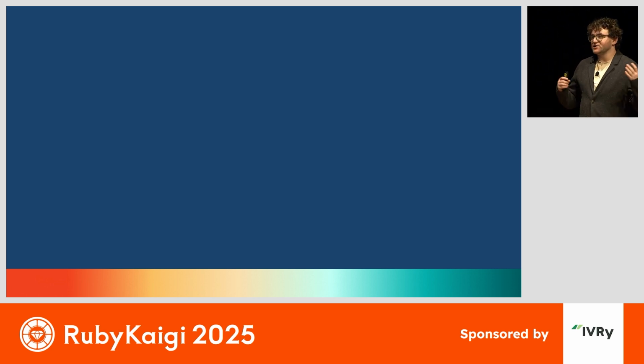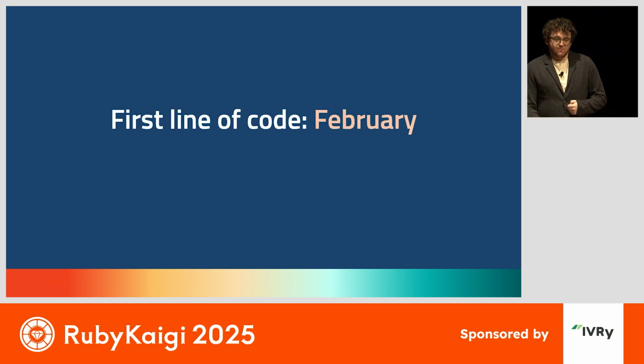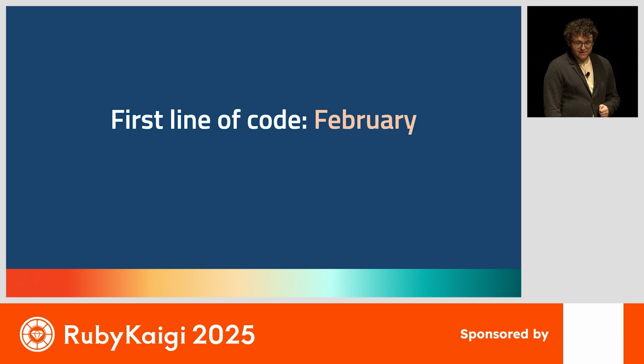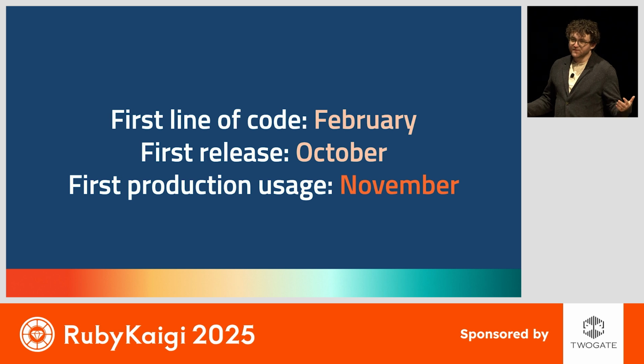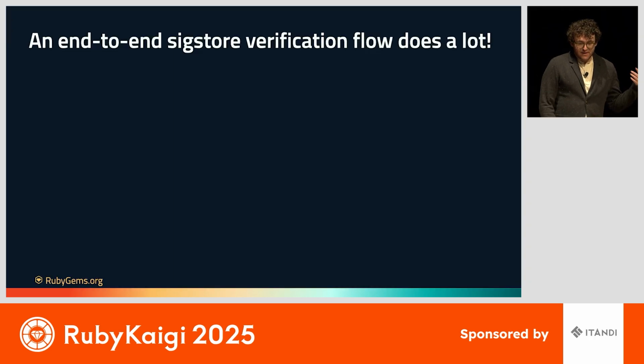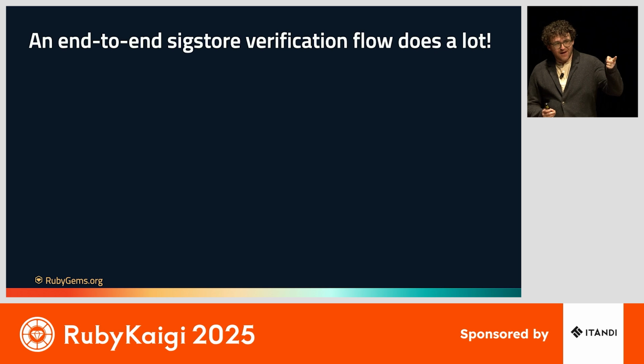So I started on our pure Ruby implementation of a sigstore client, wrote the first line of code last February, shipped the first release in October, and had its first use in production mid-November of last year. That's a lot of time I spent building this one small library. So, Sam, why are you so bad at your job? Why did this take you so long? I heard you all agreeing with that comment.